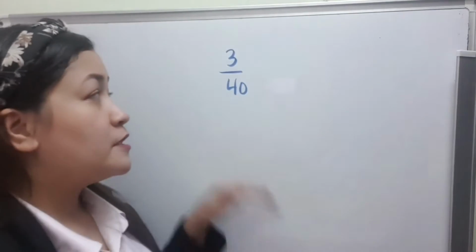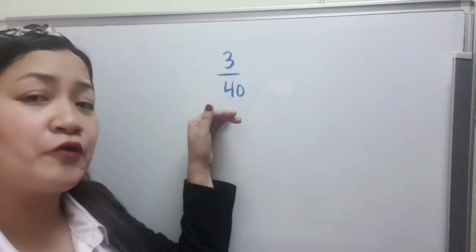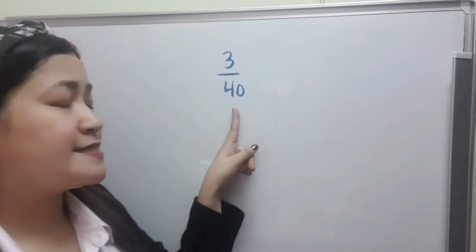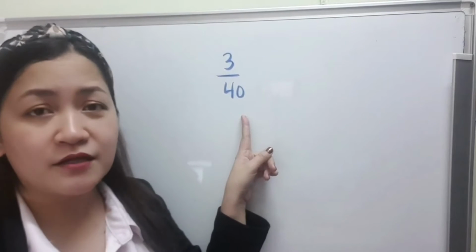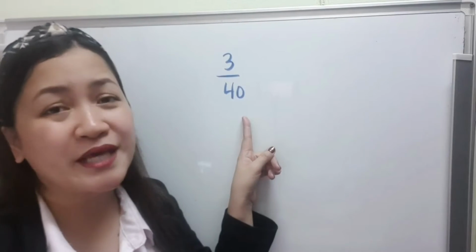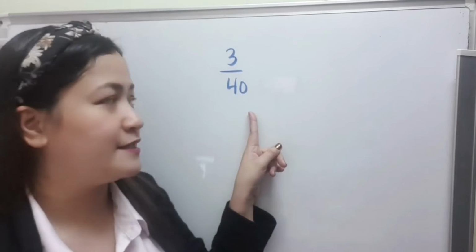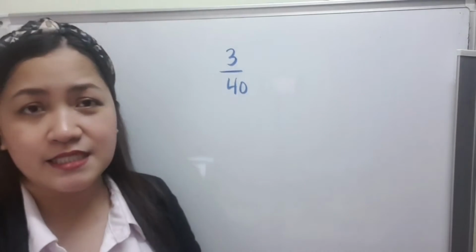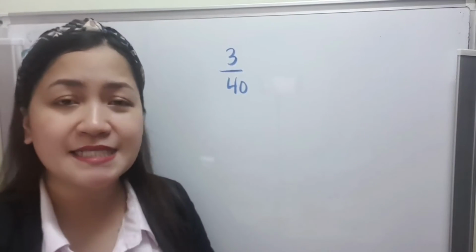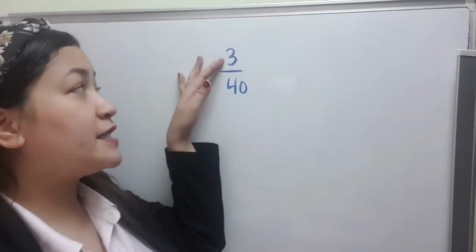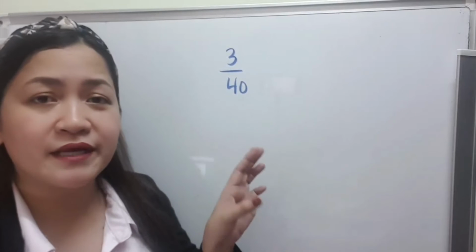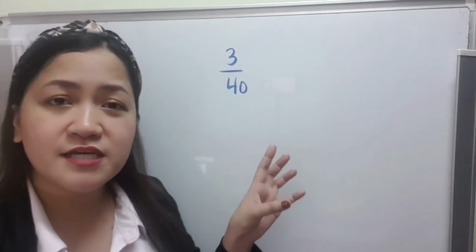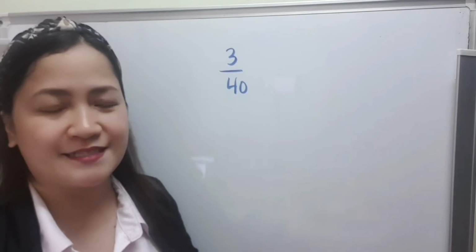Another example, we have here 3 over 40. As we can see, our denominator, which is 40, is not a factor of 100, or we cannot make it 100. So in this case, we are going to change it first to decimal by dividing our numerator by the denominator, and then later when we already have the decimal, we will change that decimal to percent.